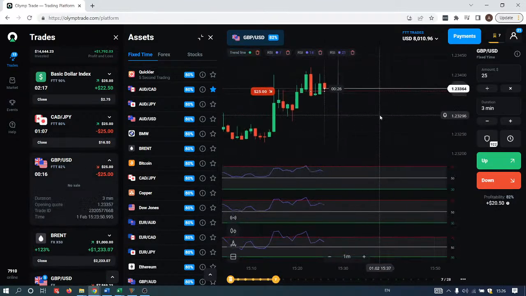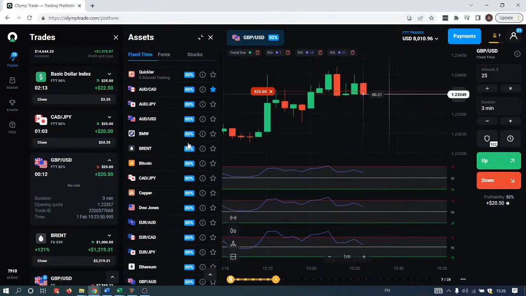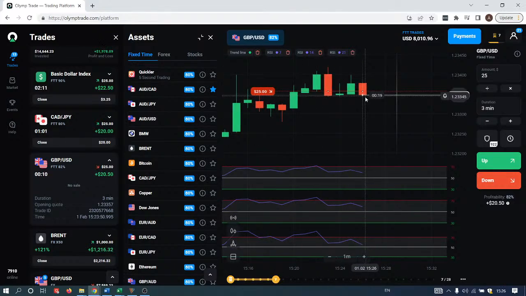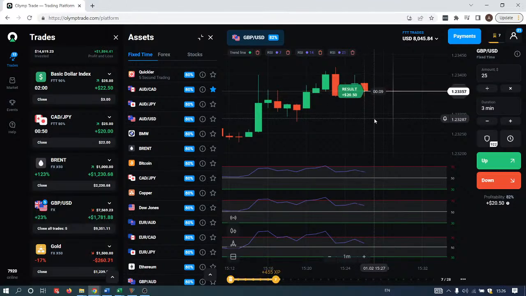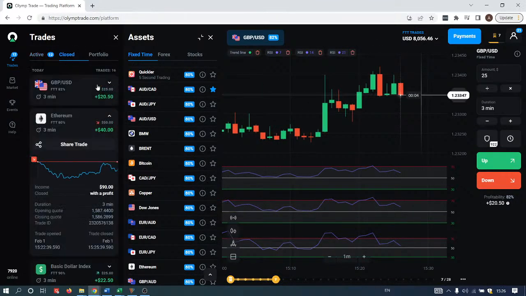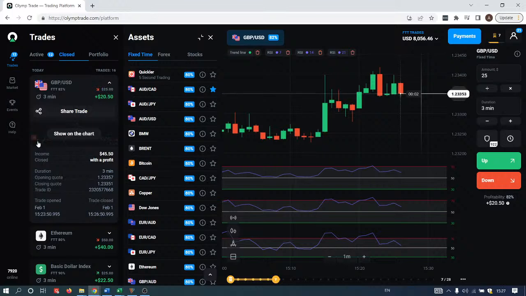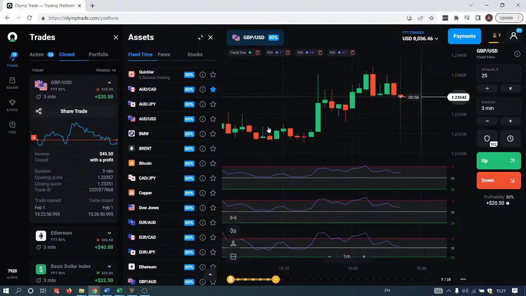How's my GBP USD doing? Right, so 14 seconds to go, 10 seconds to go. Well, I think everything should be fine. 2 seconds. All right. Okay, so nice. All right, so most of the time I would say that, or no, actually most of the time it stayed in the over.